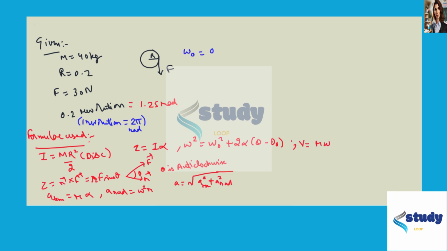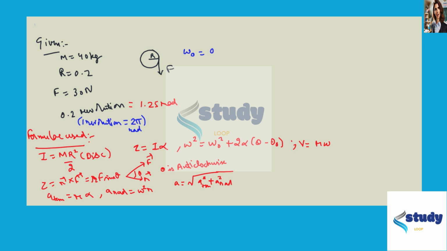Welcome to problem number 10.8. This is chapter 10, Dynamics of Rotational Motion. We are given a disk which has mass 40 kg and radius 0.2 meter, and we have applied a force of 30 newtons tangentially. When we apply this force tangentially, the disk will start rotating due to the torque applied by this force on the disk.